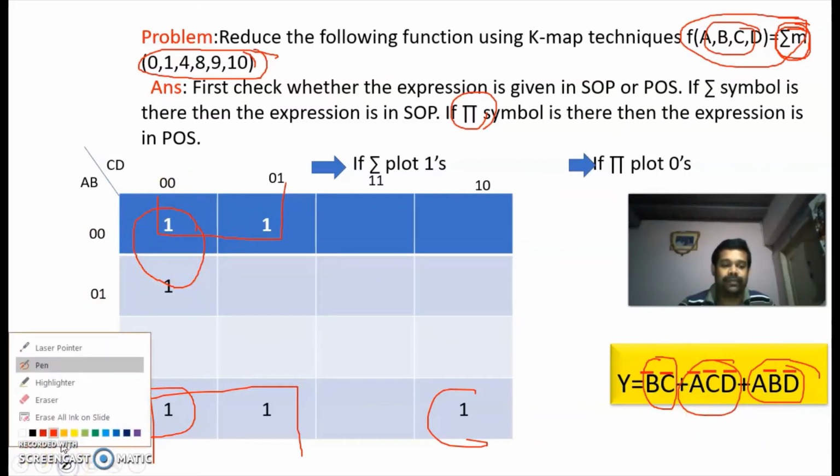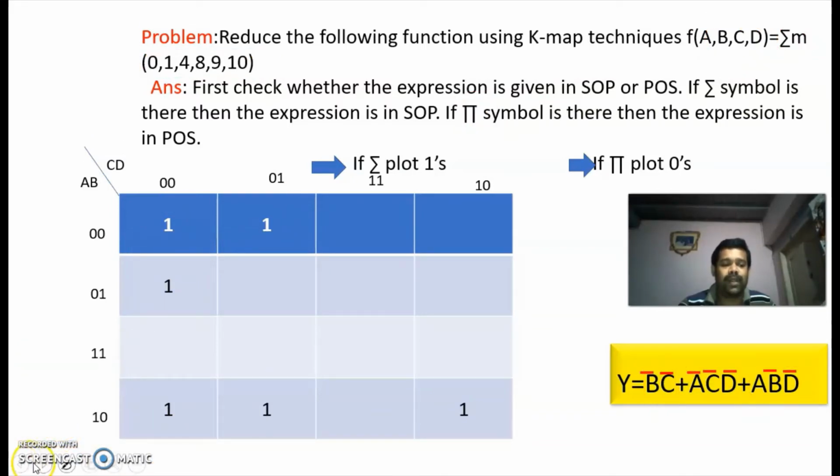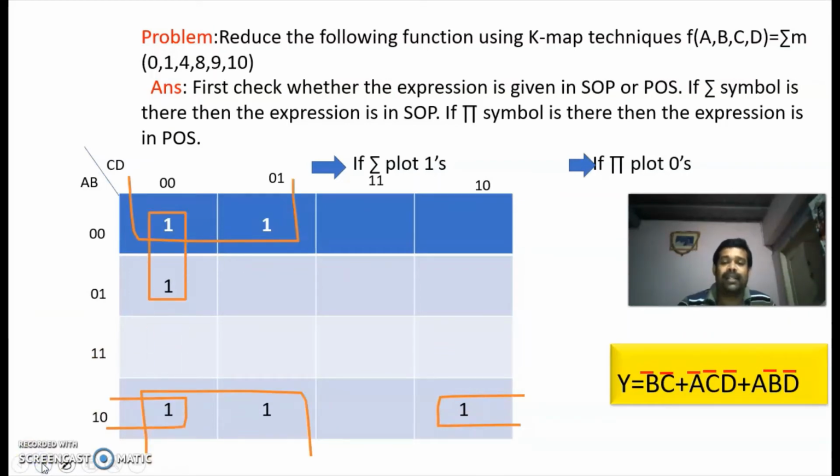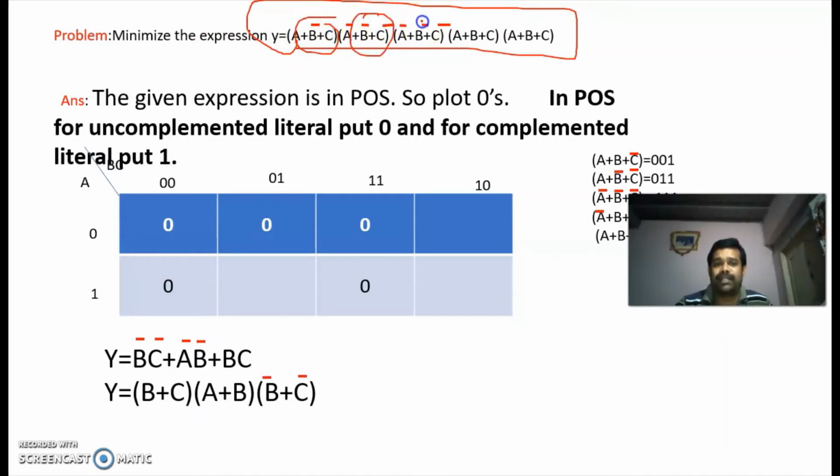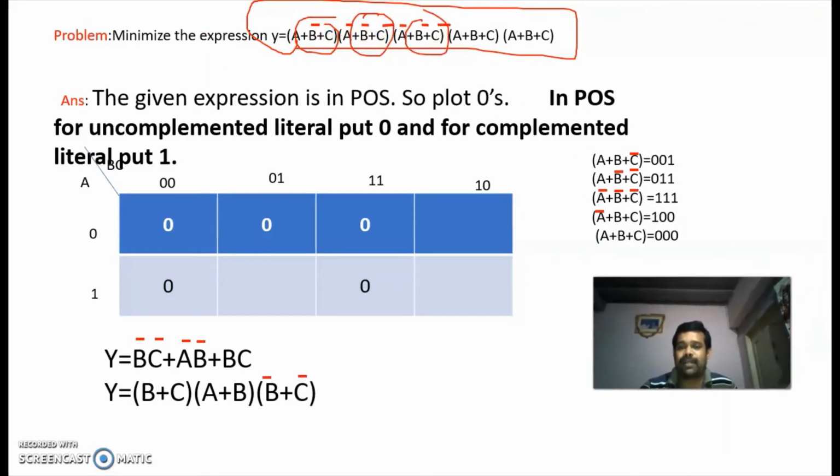So this is the first group, this is the second group, and this is the third group, and we have written the expressions. Now next we are going to see a problem, minimize the given expression. So here the expression is given in POS. So this is a sum, this is a sum, and this is a sum. These sums are ANDed together. So it is POS.